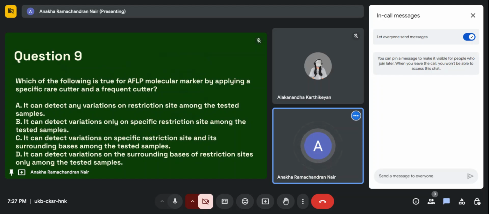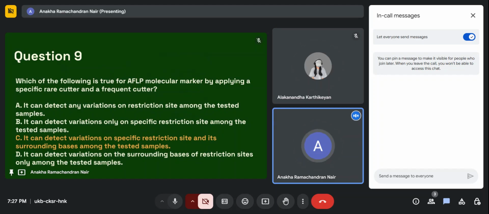Option A is it can detect any variation on restriction site among the tested sample. Option B is it can detect variations only on specific restriction site among the tested sample. Option C is it can detect variation on specific restriction site and its surrounding bases among the tested sample. And option D is it can detect variations on the surrounding bases of restriction sites only among the tested sample. A, I think. Alright, let's see what the answer is. So the answer is option C.